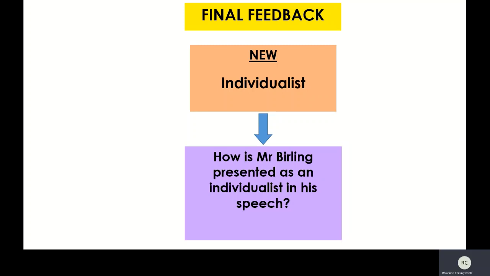So what I would like you to do to end this lesson then is just summarise, how is Mr Birling presented as an individualist in this speech? So how is he presented as a capitalist? How is he presented as only caring about his own individual self and family and situation?